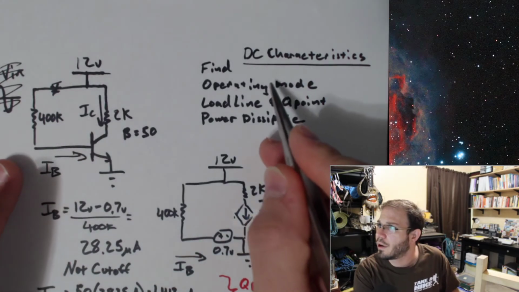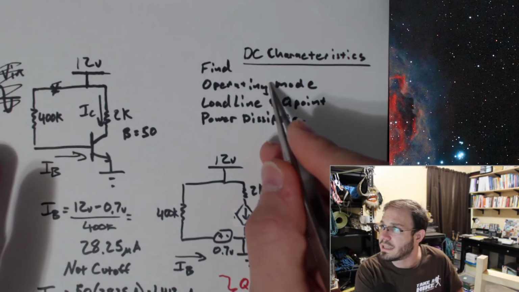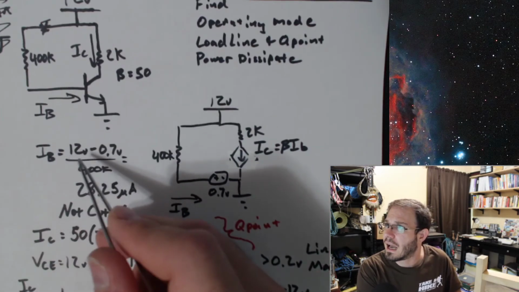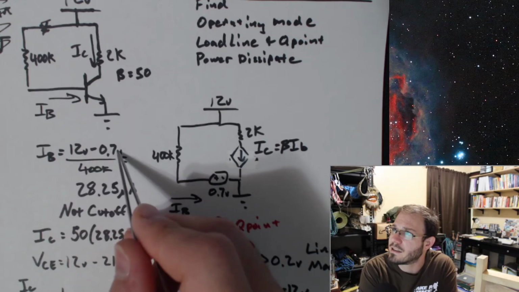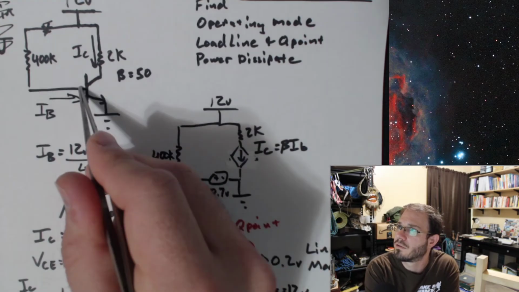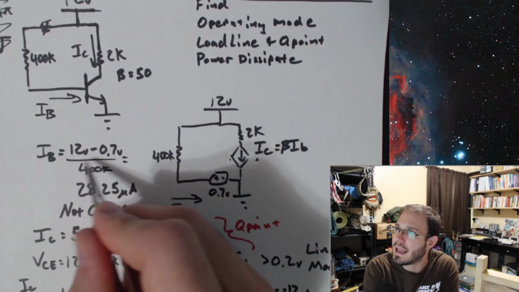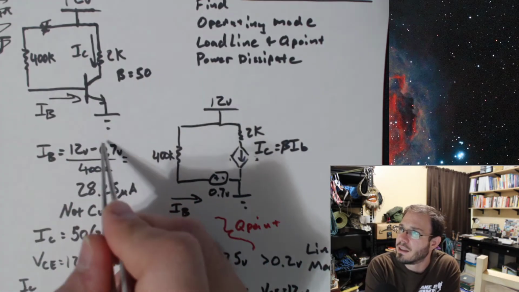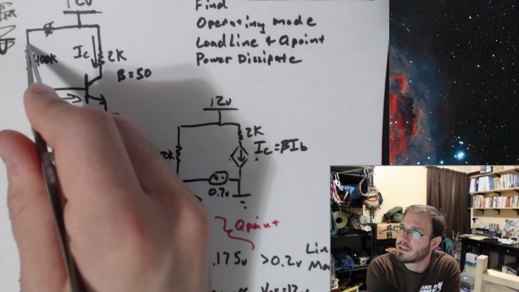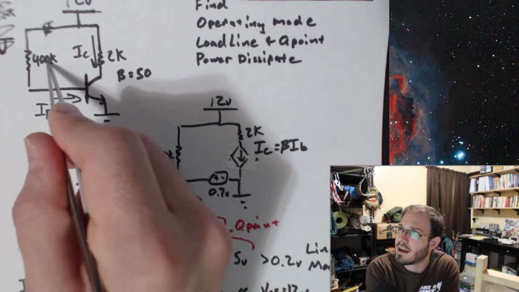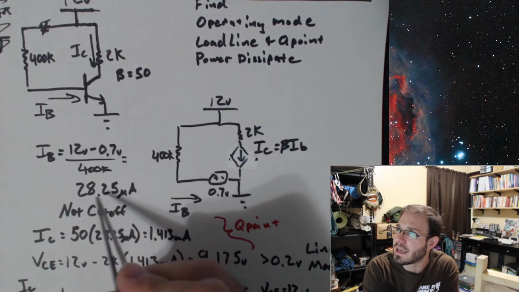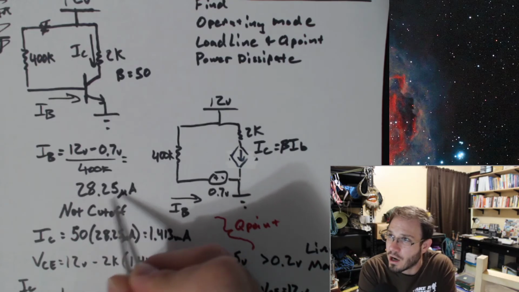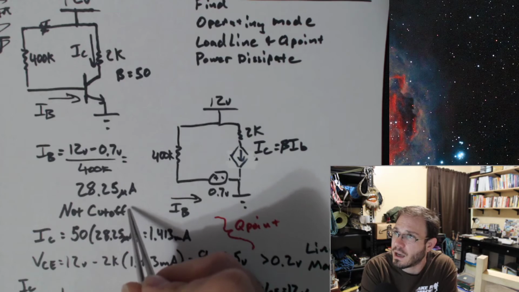Okay, so operating mode, we're going to run through that whole DC analysis procedure. We're going to find IB. IB is equal to 12 volts minus the 0.7 volt drop from the base to the emitter, divided by 400K. So we're finding the voltage drop across the base resistor divided by 400K, and we get 28.25 microamps. It's not zero, so we're definitely not in cutoff.